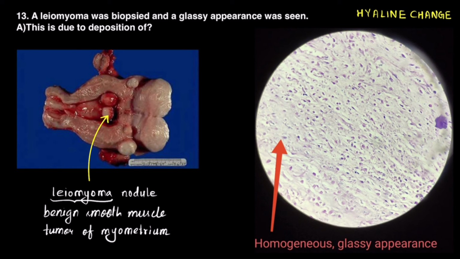These proteinaceous substances deposited in leiomyoma, making it look homogeneous and glassy, are your hyaline change, which is associated with reversible cell injury or any kind of cell injury. When there is cell injury, there is deposition of proteinaceous substances, and hyaline change is one of them. Here, the hyaline change deposition takes place in between two cells, so it is extracellular hyaline change.